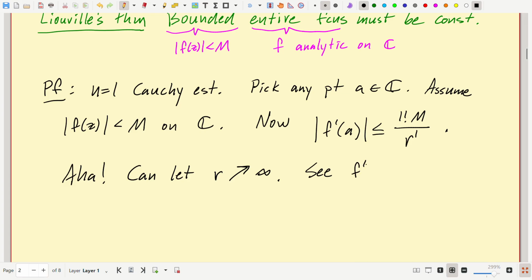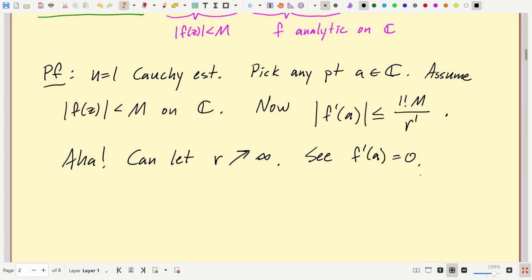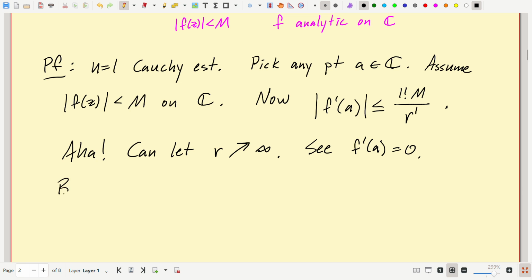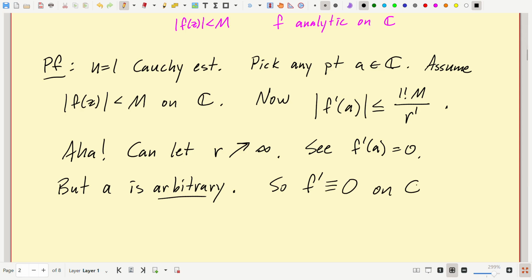So we see that f'(a) was 0, but a was arbitrary, so that means that f' is identically 0. That's all there is to it. So f' is identically 0 on C, and so f is a complex constant on C. Okay, that's kind of cool, and it's so simple.